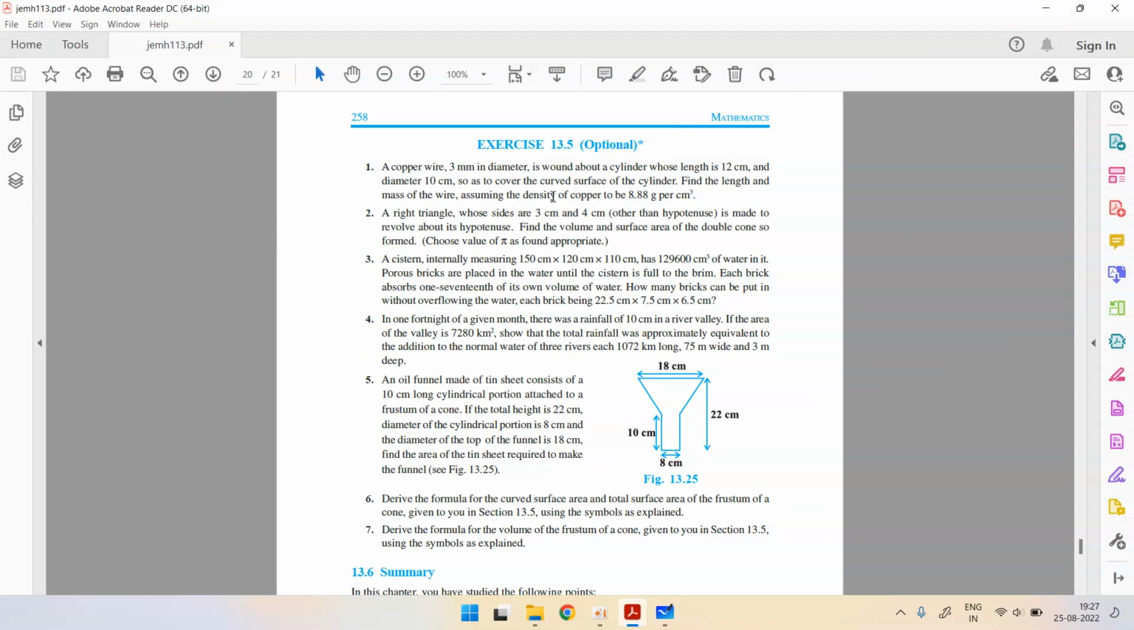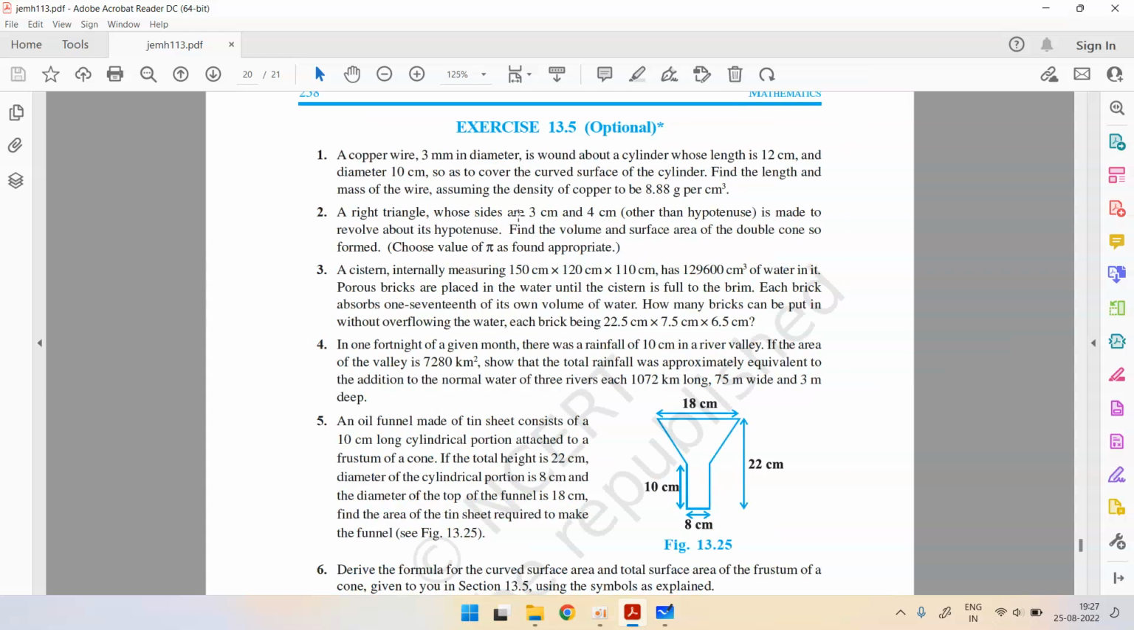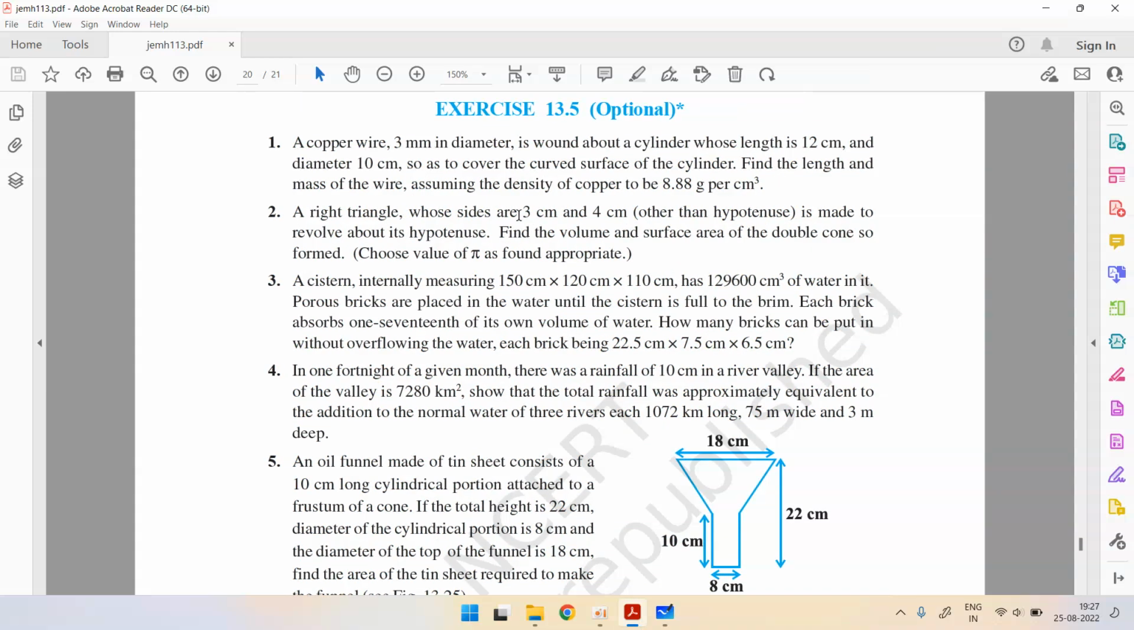Next, a right triangle. One angle is 90 degrees. It is also given that the sides other than the hypotenuse are 3 and 4, and the triangle is made to revolve about the hypotenuse. Find the volume and surface area of the double cone so formed.